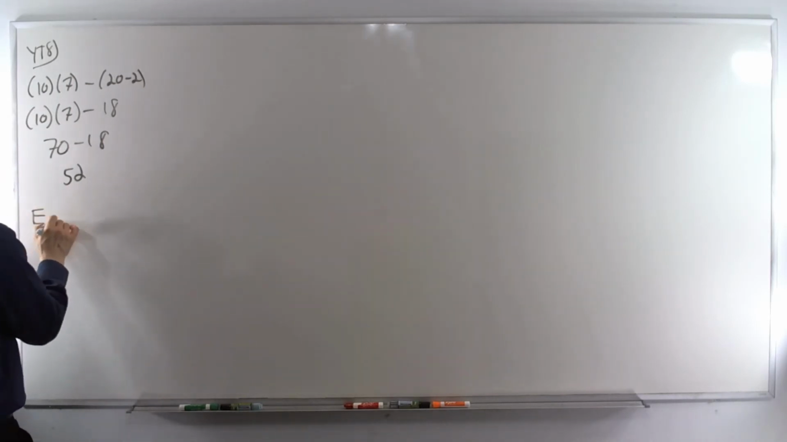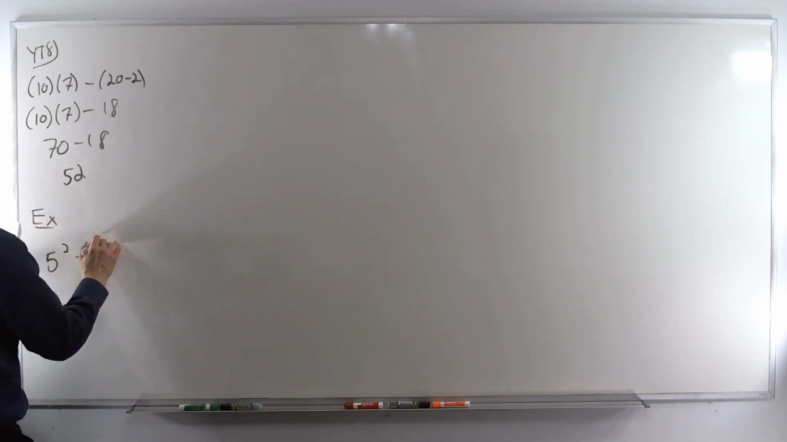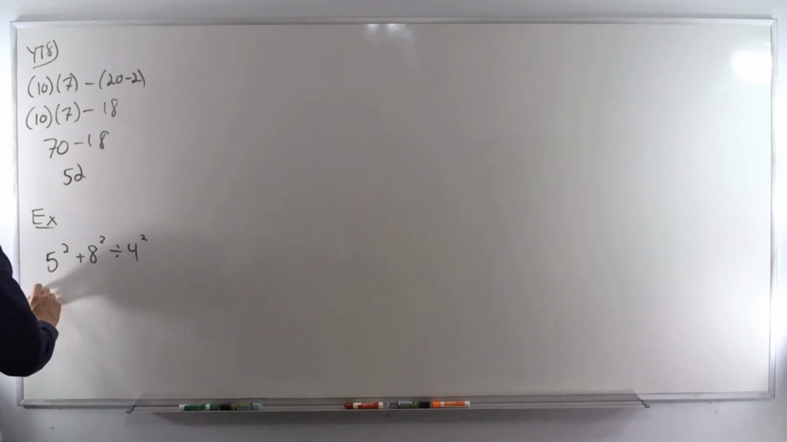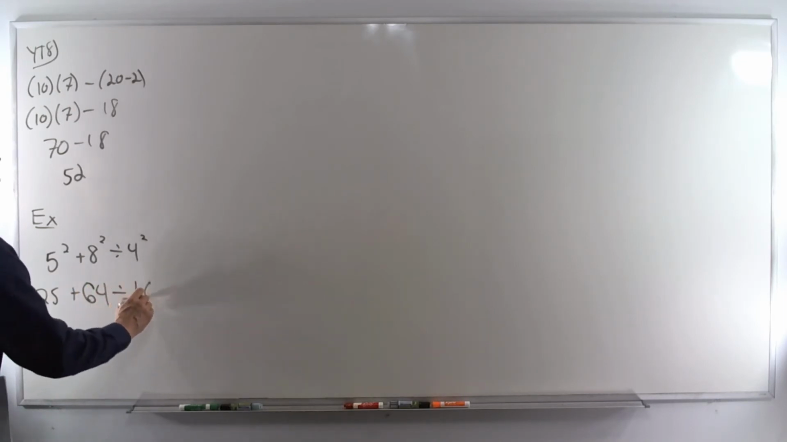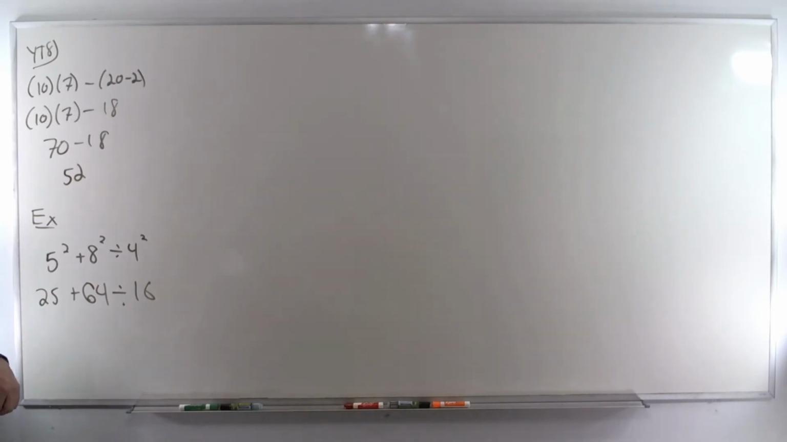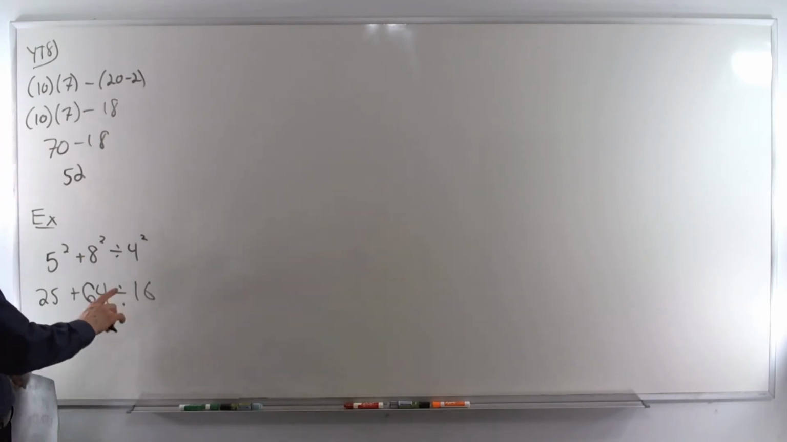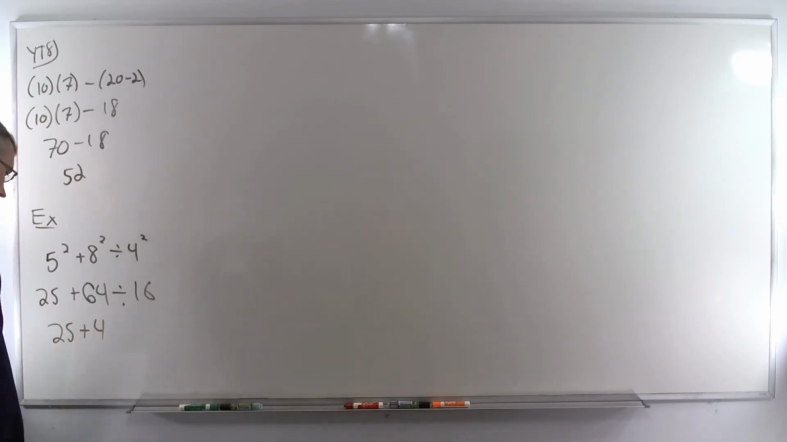Next example, got a bunch of exponents on this one. 5 squared plus 8 squared divided by 4 squared. So we can start off by doing all the exponents at once. 5 squared is 25. 8 squared, 64. 4 squared is 16. All right, now next up we have multiplication or division. Got this division here, so that gives us 25 plus 4. Finally add them together to get 29.